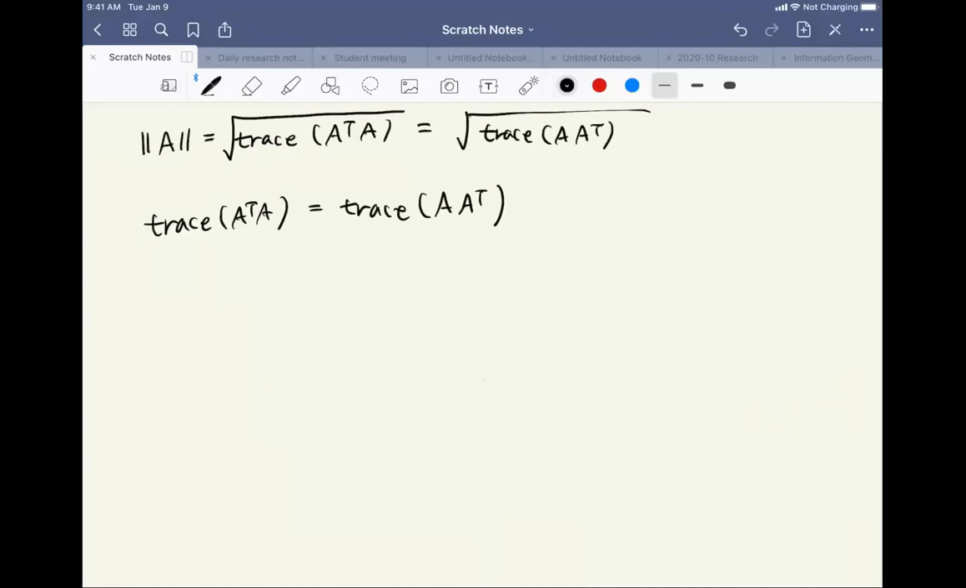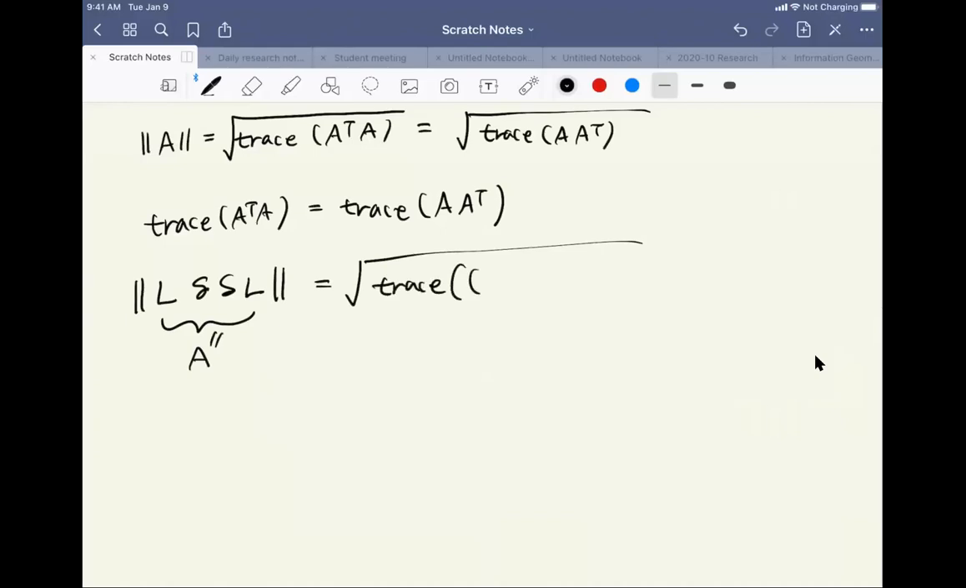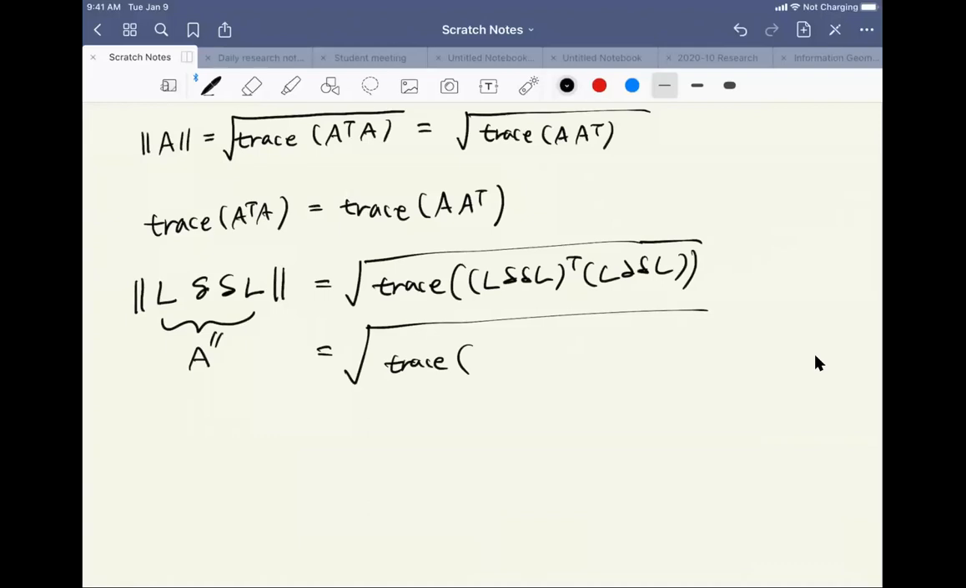So previously, in the place of A, we had something like L delta delta L. Here, the A was that one. Using the same notation, we have the trace of the transpose, L delta delta L transpose, L delta delta L. And then we can rotate things around. So here, trace of, what is that?